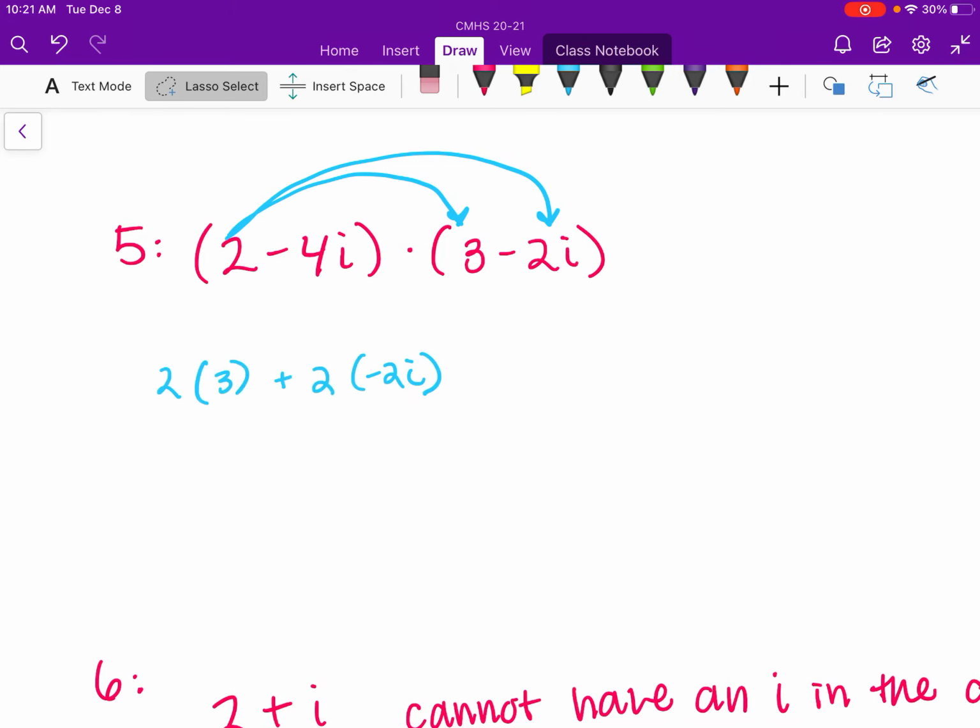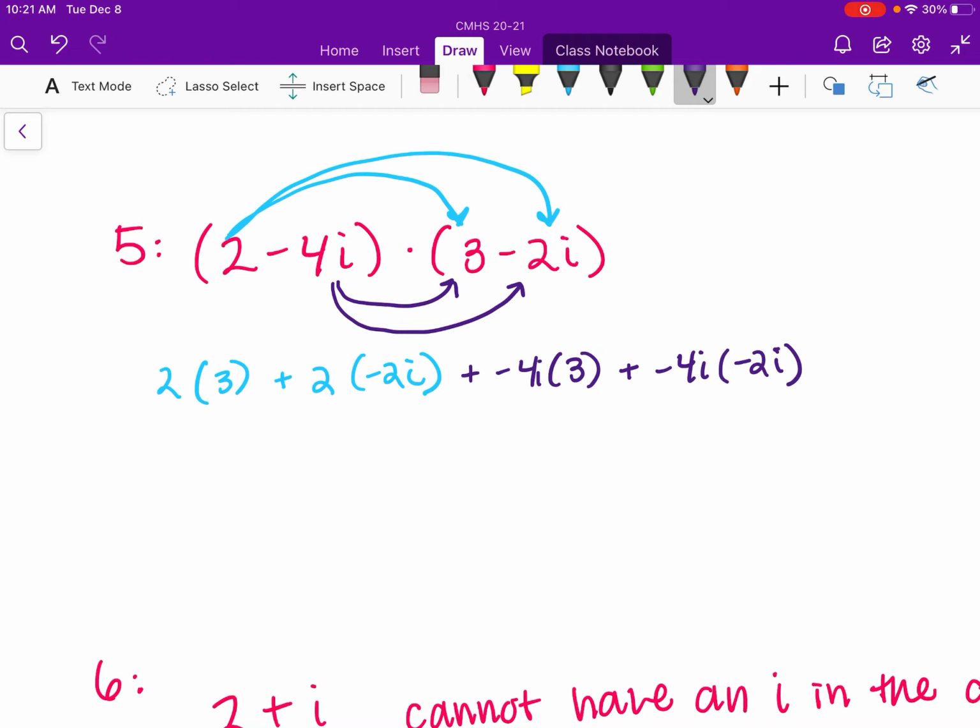Let me move it down a little bit. Now we do the purple. The -4i goes to the 3, and the -4i goes to the -2i. So -4i times the 3, -4i, plus the -4i going to the -2i. Okay, let's simplify. 2 times 3, 6. 2 times -2i, minus 4i. -4i times 3 is -12i.